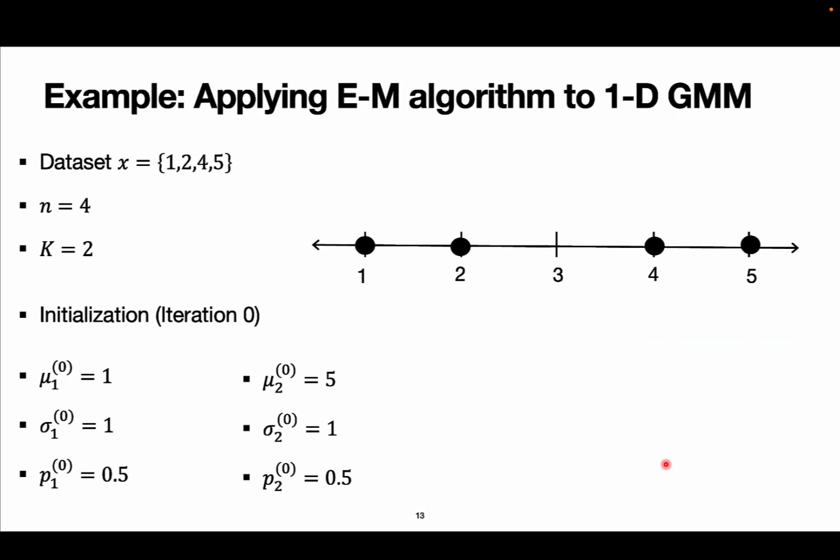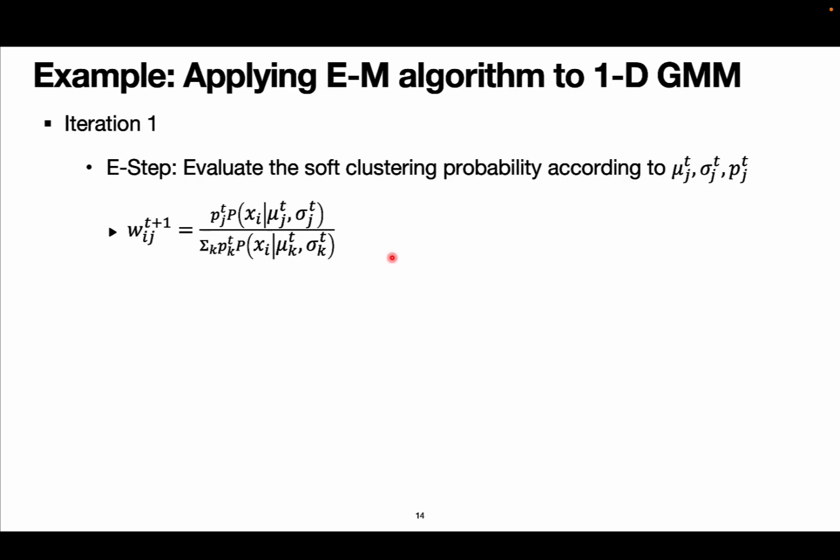Let's walk through an example to show how the EM algorithm works. Suppose our dataset consists of 4 data points: 1, 2, 4, 5. K, the number of clusters, equals 2. In the initialization step, we give initial values for mu, sigma, and a prior probability for each cluster. Then in the E step, we evaluate the soft clustering using those initial values.